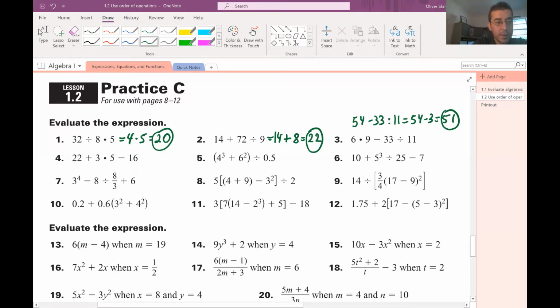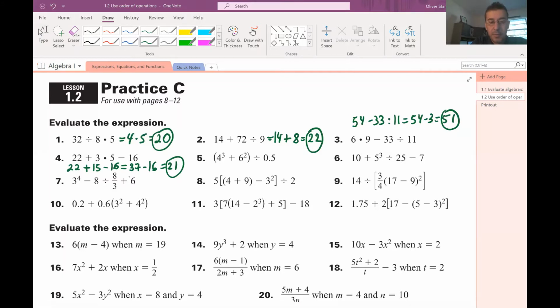Number 4, we're going to do multiplication first, right? So we do 22 plus 3 times 5 is 15, and then minus 16. We have addition and subtraction. We do operations left to right. So 22 plus 15 is 37, and then minus 16, and that is 21. Okay, why? Because 21 plus 16 is 37. Okay, and you can do this on the side if you want.